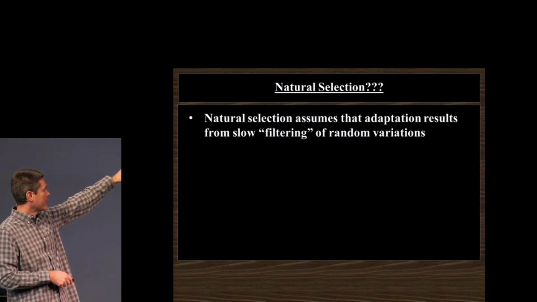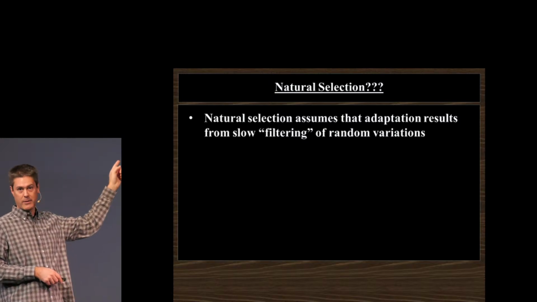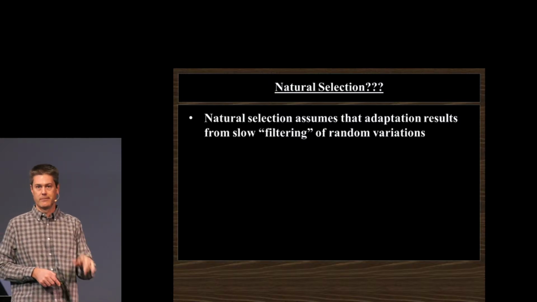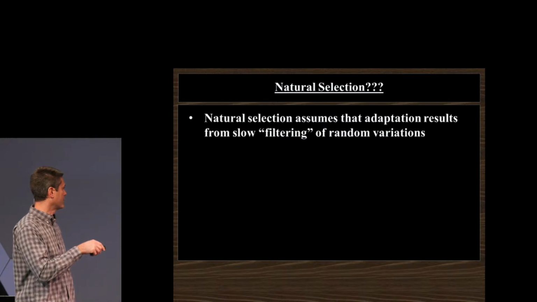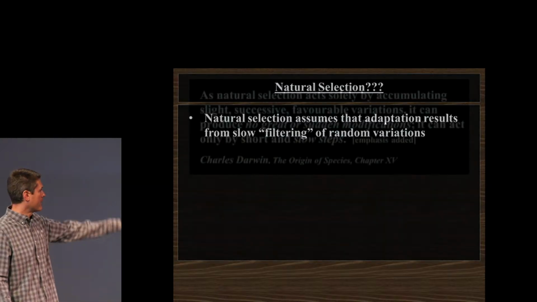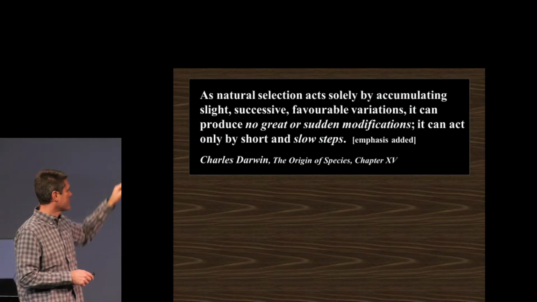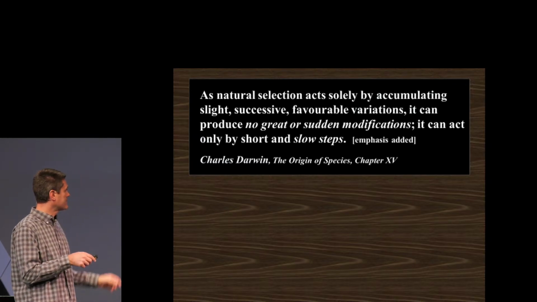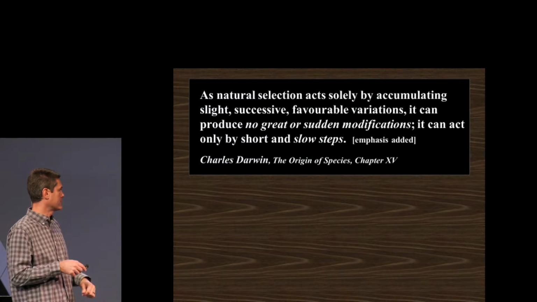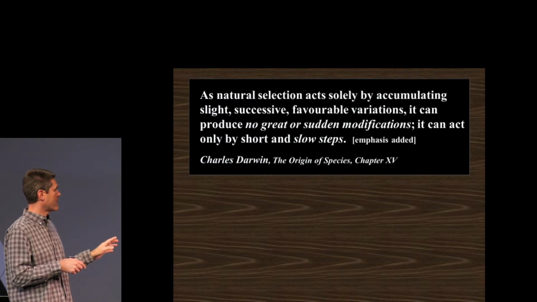So first of all, I pointed out that natural selection assumes that adaptation results from slow filtering. And where does the idea come from, slow filtering? Well, it comes from Darwin himself. Back in chapter 15 of The Origin of Species, he says, "As natural selection acts solely by accumulating slight, successive, favorable variations, it can produce no greater sudden modifications."